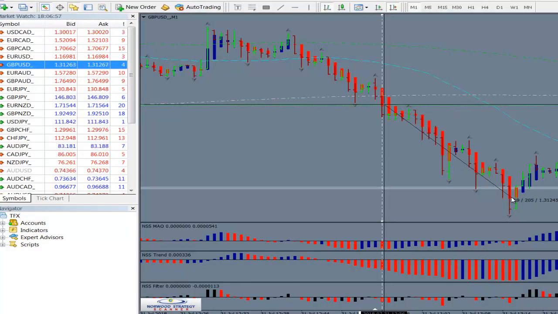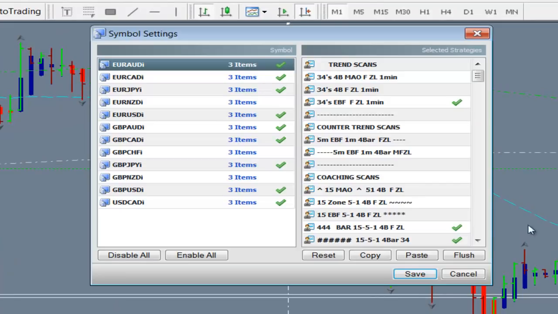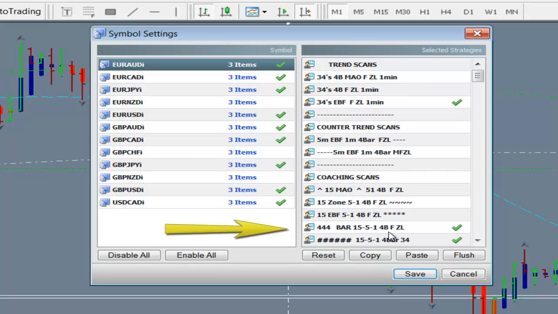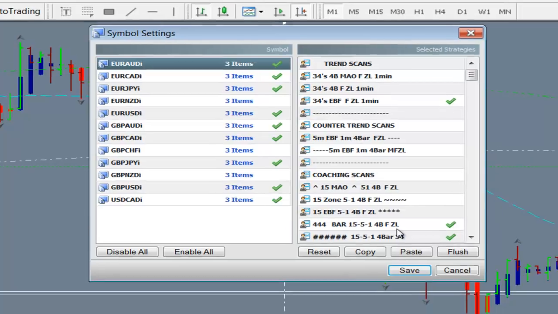So you have a 4 bar, 4 bar, 4 bar. We have a scan that does that exact thing and that brings that to your attention right here. 4 bar, 4 bar, 4 bar on the 15, 5, and the 1. 4 bars. The filter is below the 0 line on the 1 minute.